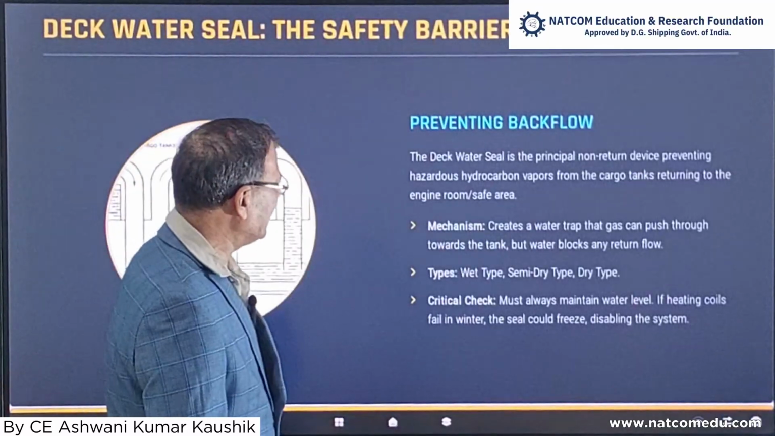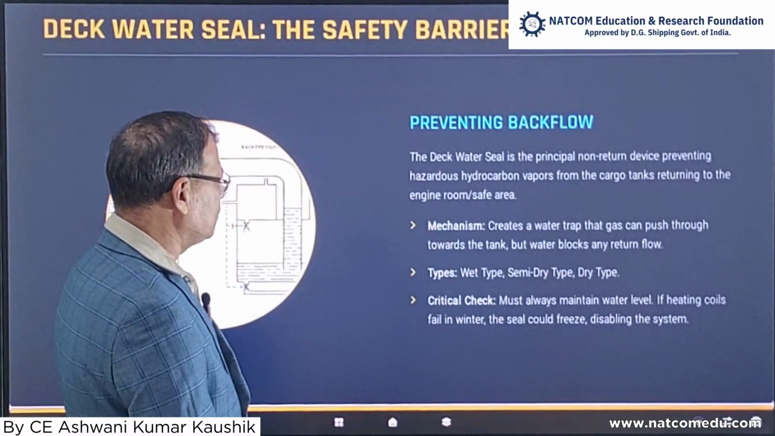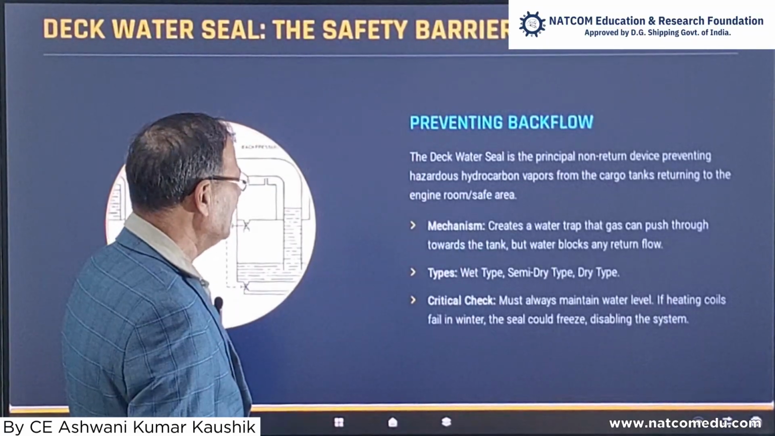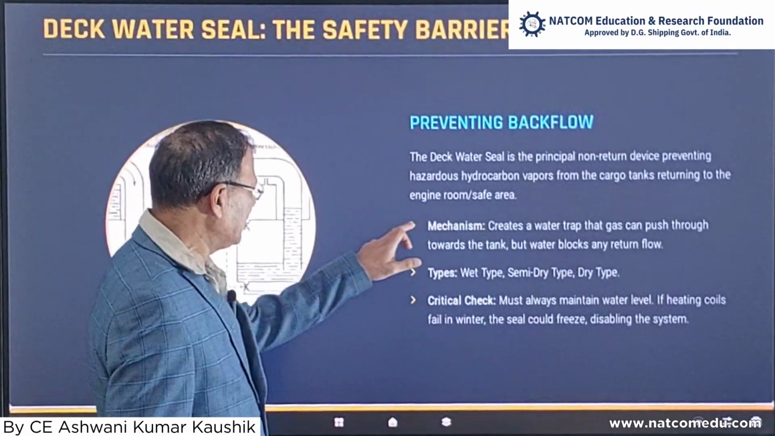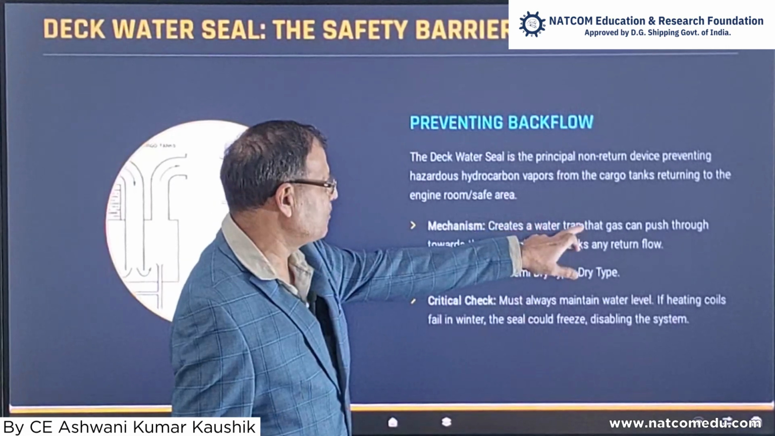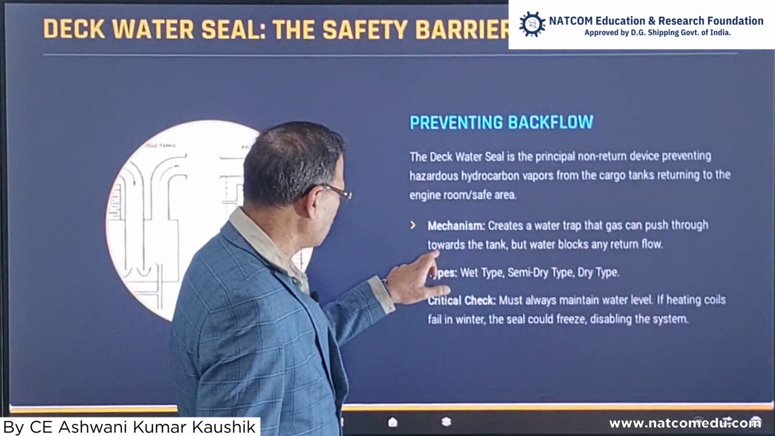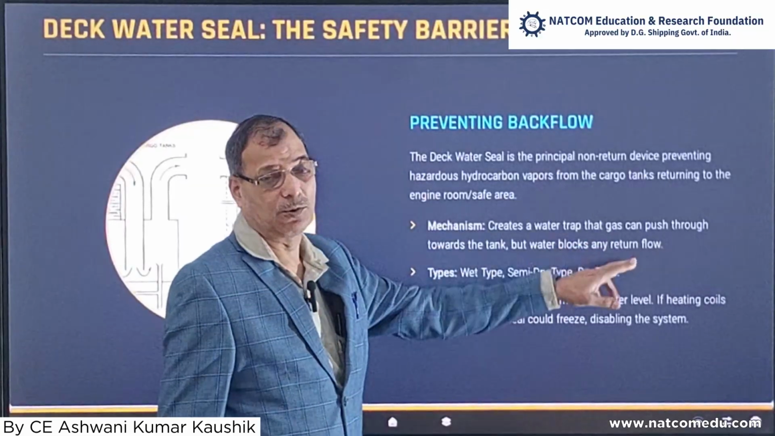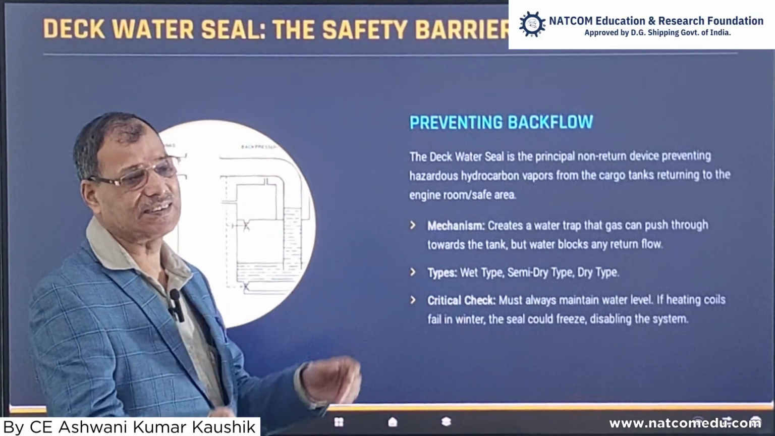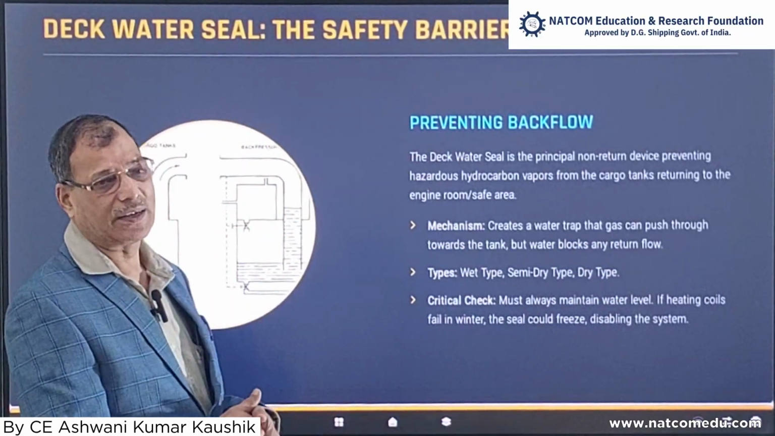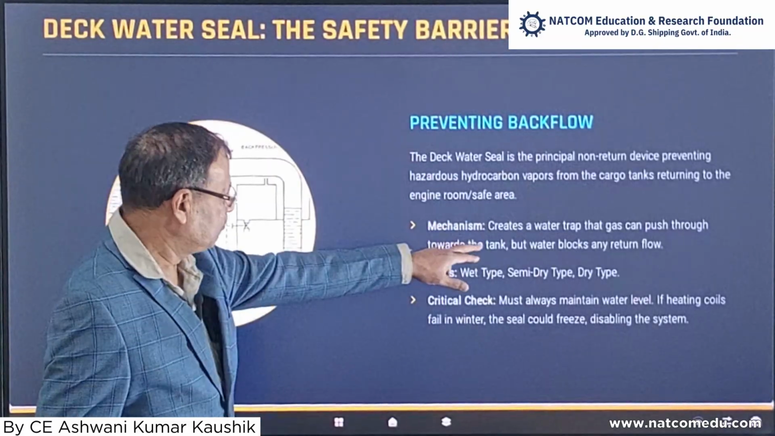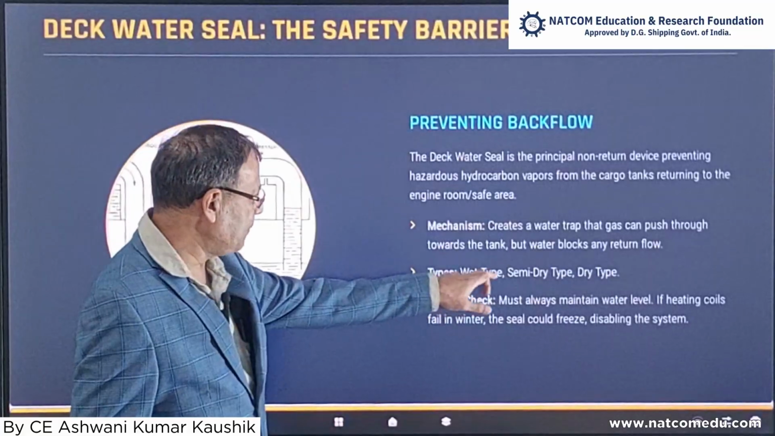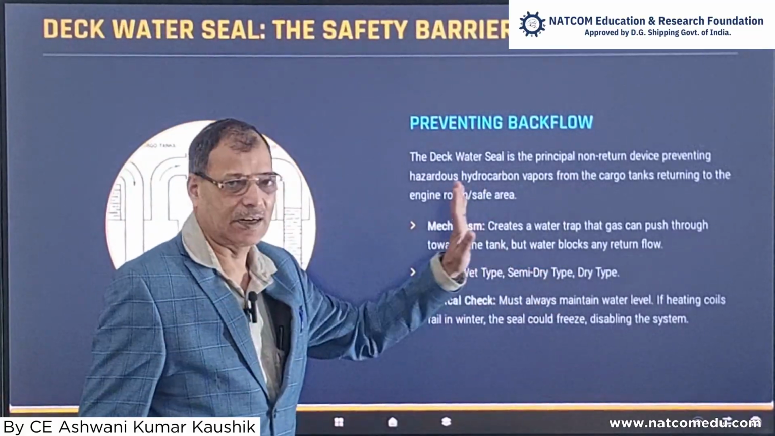Mechanism: it creates a water trap that gas can push through towards the tank, but the water blocks any return flow. Water is blocking the gas from returning from the tanks, and that blocking device is the deck seal. Types: wet type, semi-dry type and dry type.